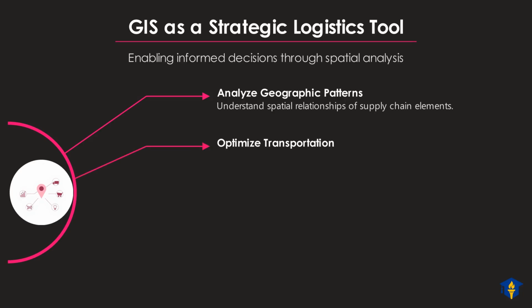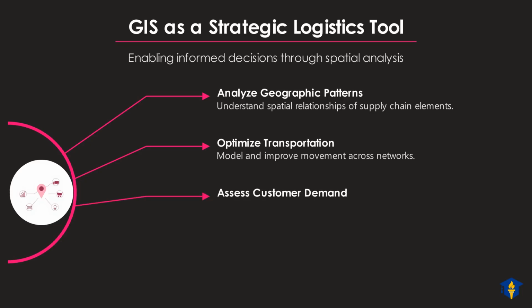Next, GIS is vital for optimizing our transportation systems and networks. We can model and significantly improve the movement of goods across these networks. It also helps us accurately assess customer demand in different geographic areas. This helps identify high demand areas for more targeted and efficient distribution strategies.